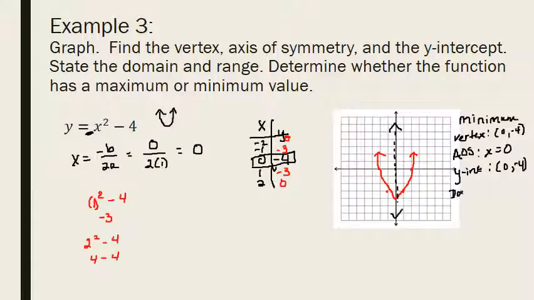Remember I said the domain is always all real numbers. And then the range, well, let's look here. The lowest point is -4, and then it goes all the way up. So that means y is greater than or equal to -4, or Algebra 2 style would be -4 all the way to infinity. And we've already said it had a minimum value. That minimum value was -4. All right, let's look at one more example.